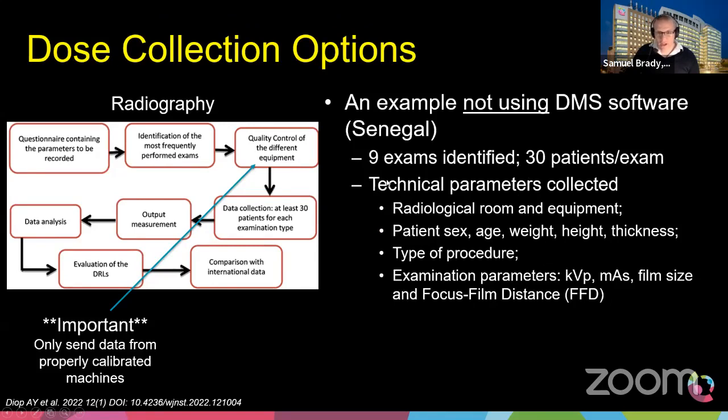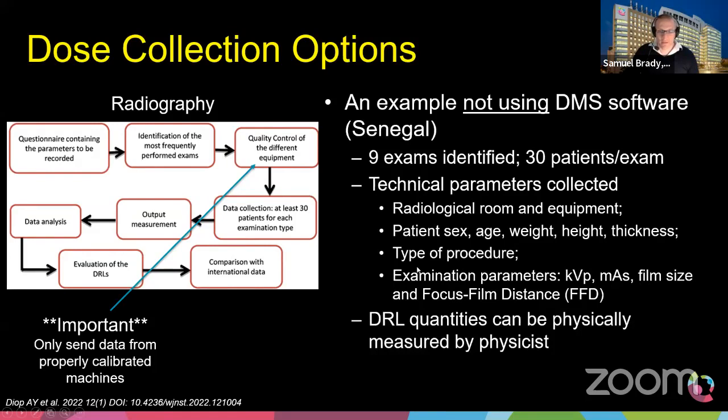And then when they reached out, they asked for the individual hospitals to collect and identify various different technical parameters, such as the x-ray room and equipment being used, the patient demographics, the type of procedure, and very importantly, the output metrics for those exams. So the kV, the mAs, the type of film, the film distance, etc. And this is a great example of how you can still participate even if you don't have a DMS.